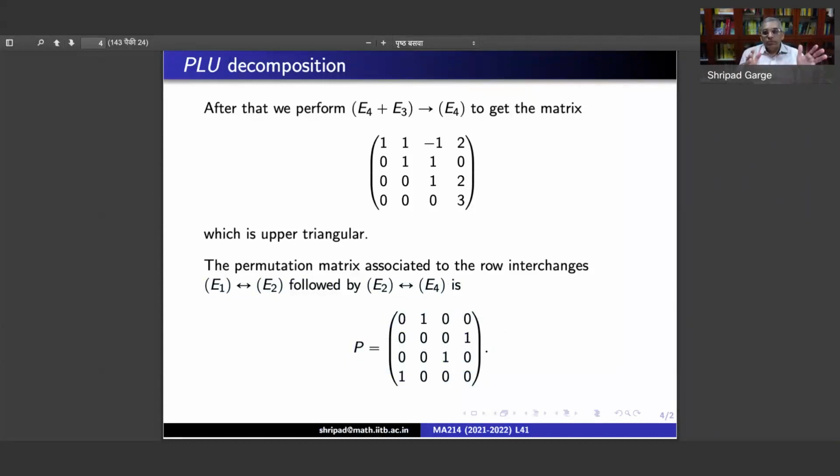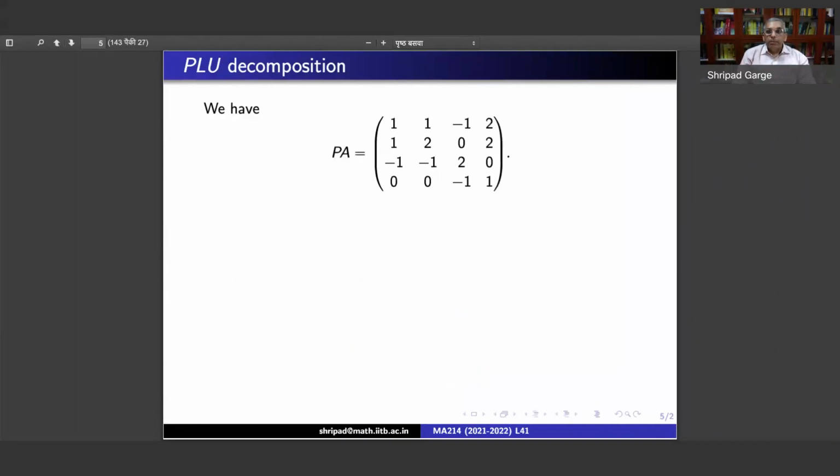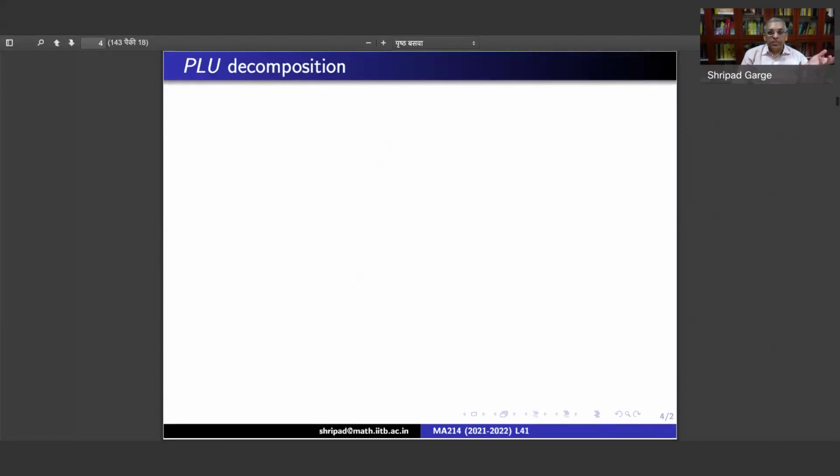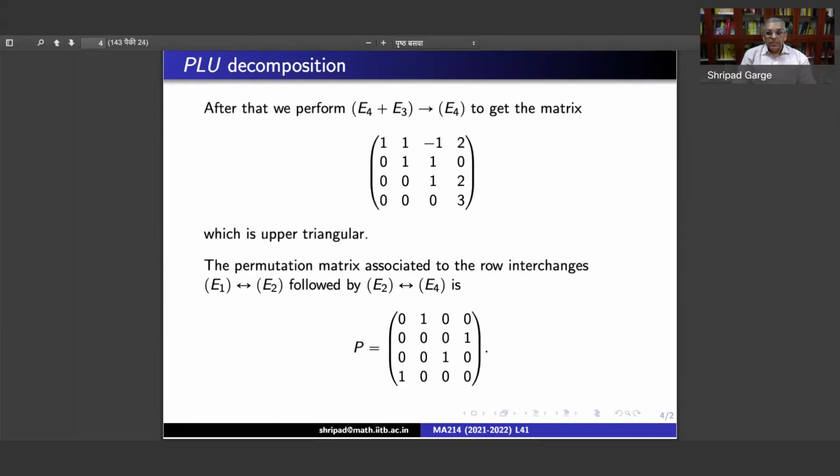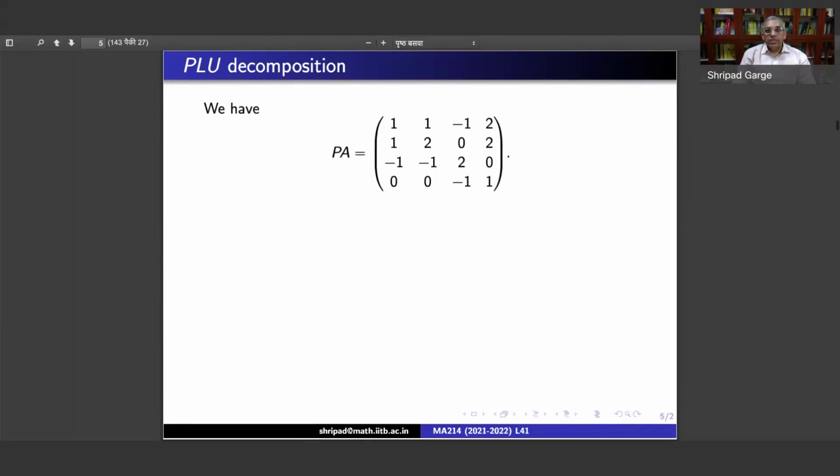You may check. You may put this matrix P and a 4 by 4 matrix and see what happens when you multiply by capital P on the left of A and see how the rows are interchanged. So what we then have is PA. We have our original A which was given to you. This is the A, and we now notice that there is this permutation matrix which has to be multiplied to it. So this is our capital PA.